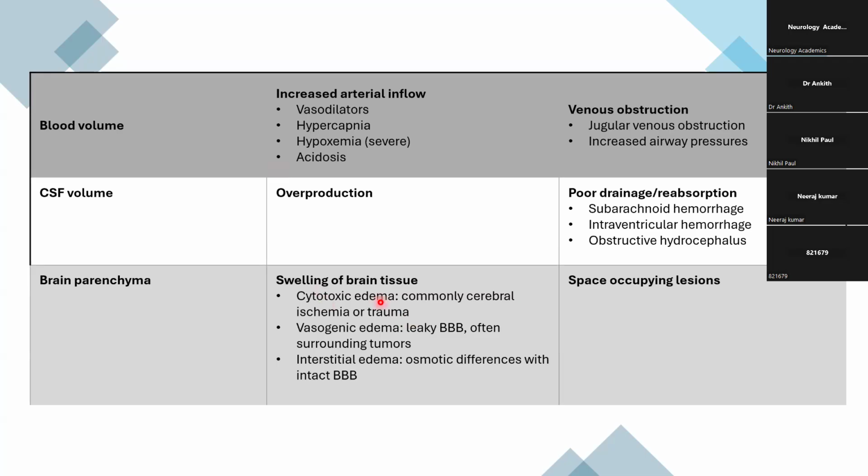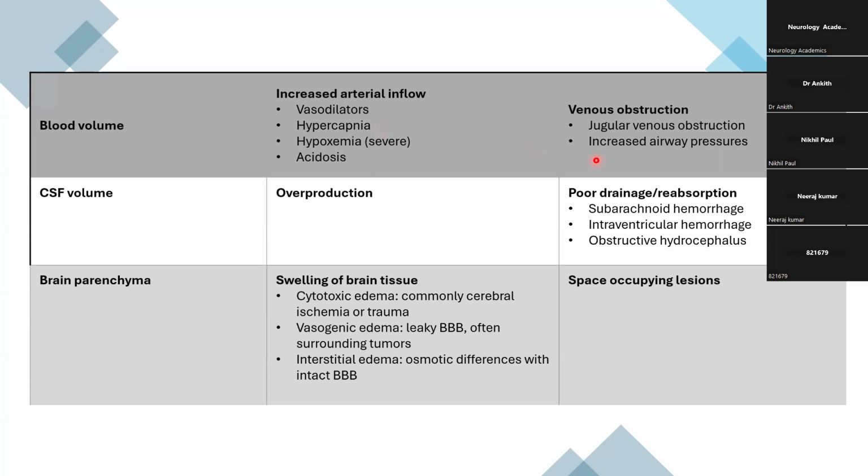The different types of brain edema: cytotoxic, vasogenic, and interstitial. We'll go into the details of that in the coming slides. So regarding blood volume, when there is a vasodilatation, obviously there will be increased blood flow to the brain, and that will increase the blood pool, and that can raise the ICP. This is seen when there is use of vasodilators or hypercapnia. It's also been reported in acidosis and severe hypoxemia.